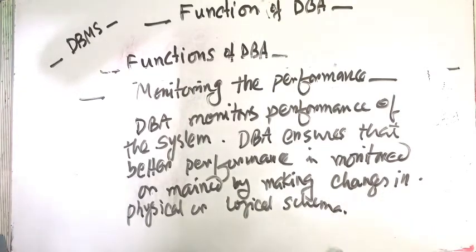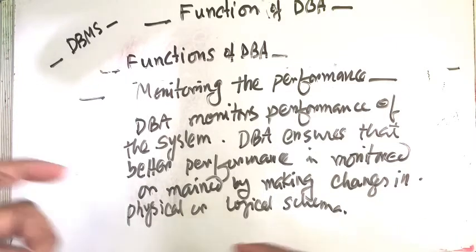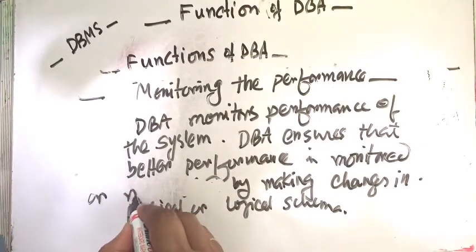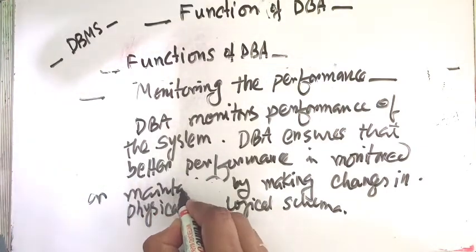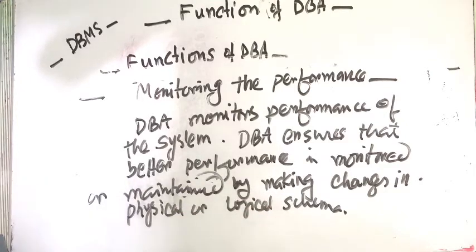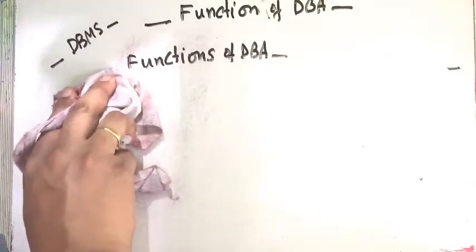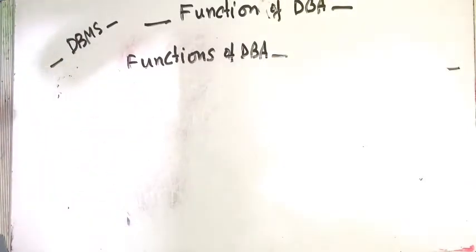So the DBA monitors the performance of the system. The DBA ensures that better performance is maintained by making changes in the physical or logical schema. This is an important function of the DBA: monitoring the performance of the system in a DBMS, database management system.